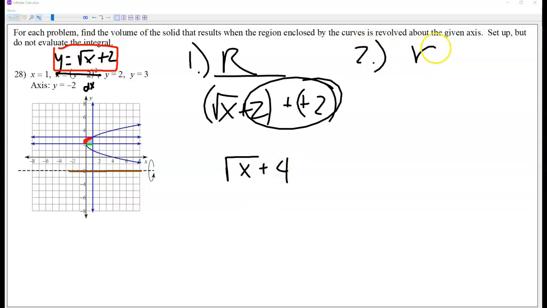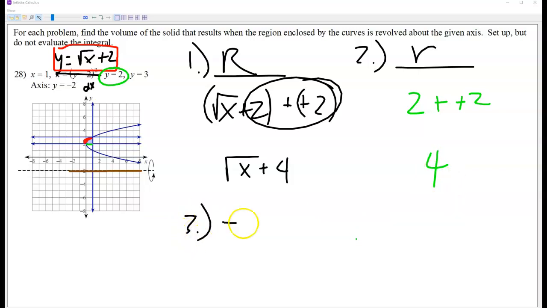Let's go ahead and find our little radius. That would now be the distance of the green line from the brown axis. So the green line there is y equals 2. So we have function minus the axis, which once again, we can just add those together and give 4. So we have our big radius is the square root of x plus 4, and we have our little radius, which is just 4.